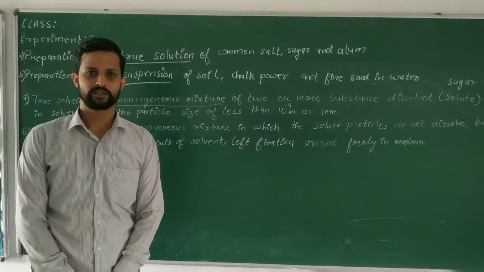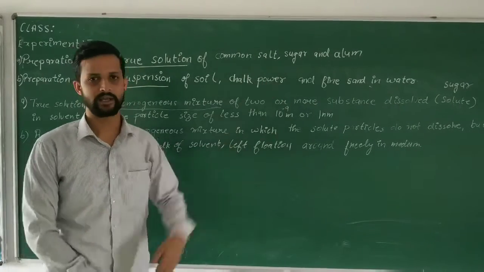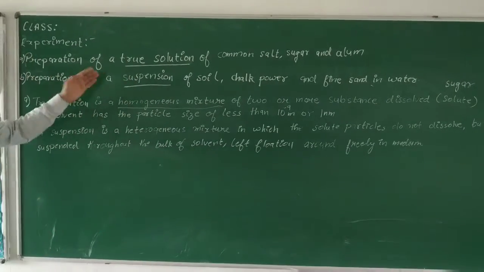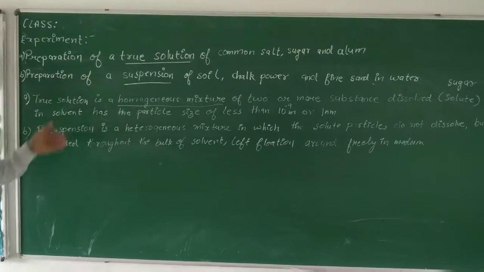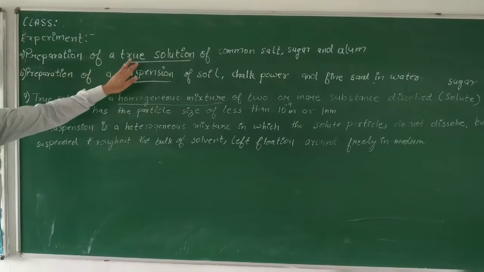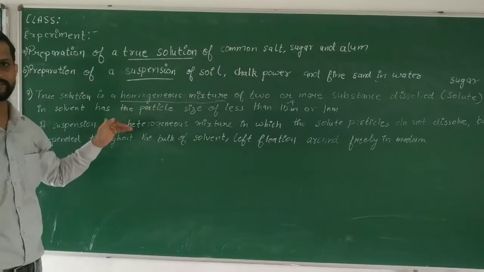Sugar, salt and potash alum. That means we can call it simple alum. So here, first of all, understand the meaning of true solution. We have three experiments: preparation of true solution, suspension and colloidal solution. We will do these one by one.